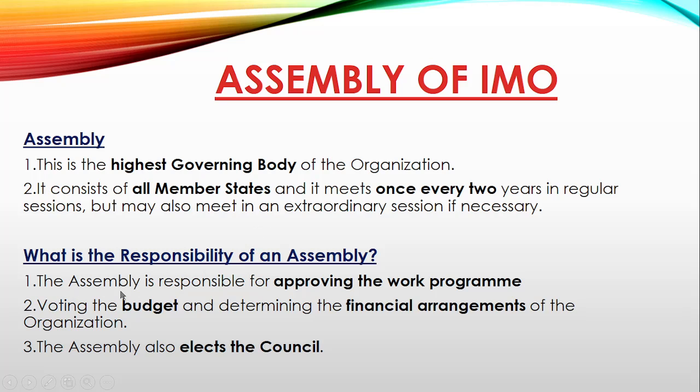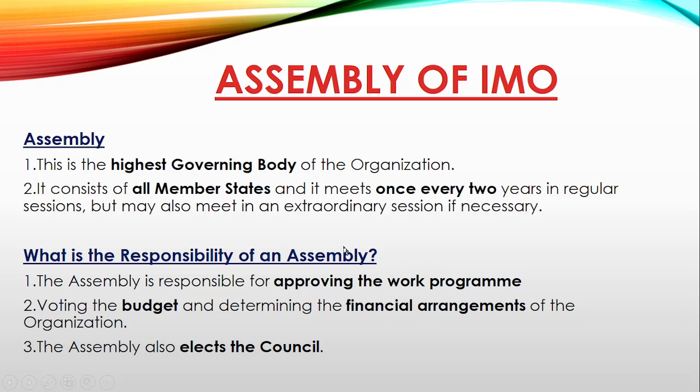Basically the assembly is responsible for approving the work program. Whatever draft instrument, draft program, any convention or draft protocol is there, that approval is the responsibility of the assembly. After that, it votes the budget and determines the financial arrangement of the organization. Since they meet once in 2 years, how much expenditure there will be in the next 2 years and what financial arrangement needs to be made, all of that is approved by the assembly.